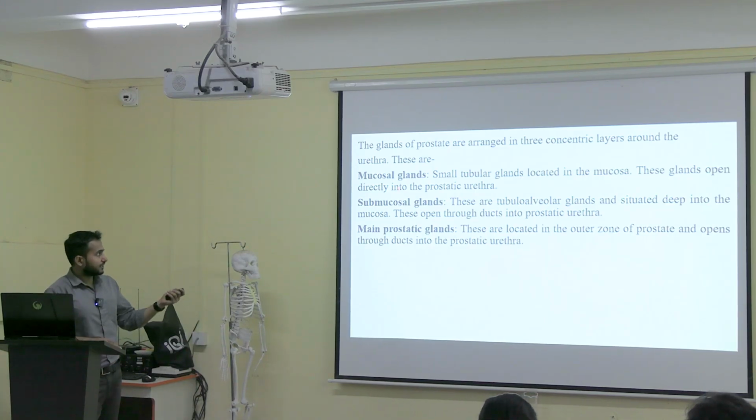So already I mentioned three different types of glands, or you can say glandular tissue is divided into three different parts. First is the mucosal glands. These are small tubular glands located in the mucosa. Okay, they will directly open into the prostatic urethra.